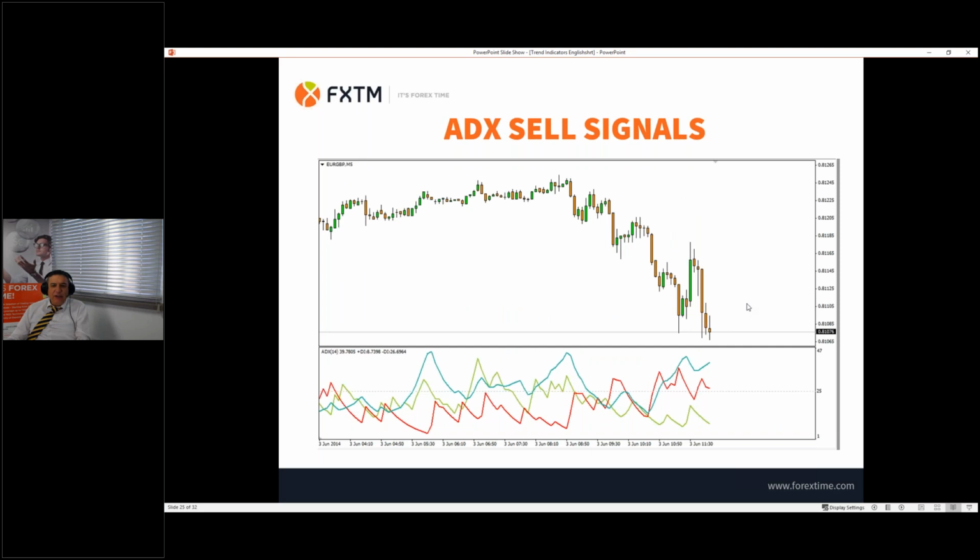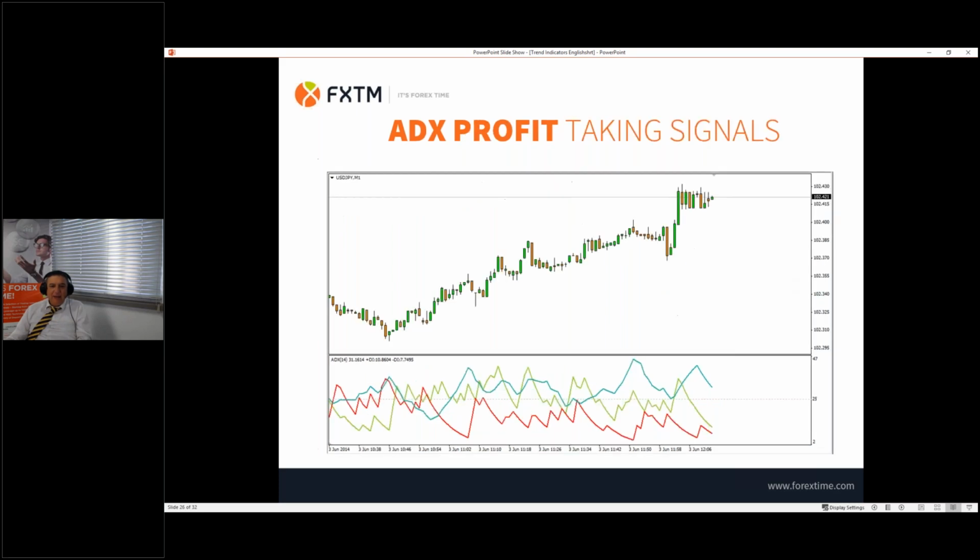Now, what do you see here? We see that the red line crossed above the green line, which is a sell signal. But we are not allowed to sell yet unless the ADX, the blue line, crosses above 25. So when that happens, yes, we do have a sell signal. All right, is it clear, guys?